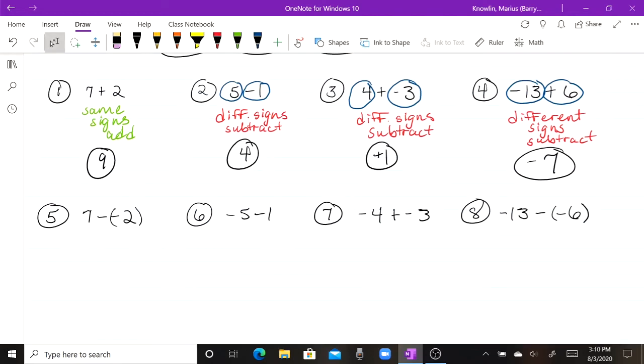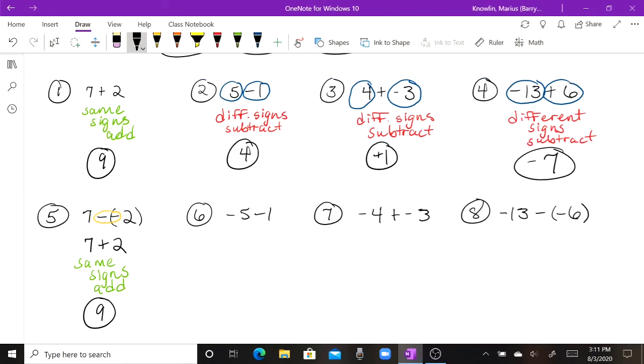Let's take a look at number 5. For number 5, we have double negatives. So the first thing we're going to have to do is rewrite that. We have our double negatives right here. And we know that instead of saying 7 minus negative 2, that's really like saying 7 plus 2. Once again, we have same signs. So that means we add, and 7 plus 2 makes positive 9.